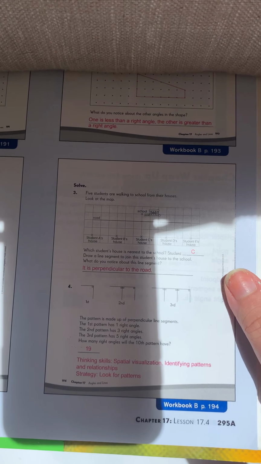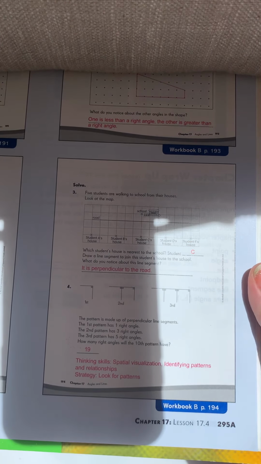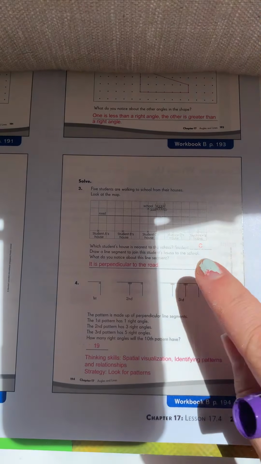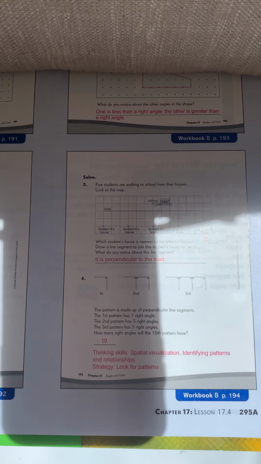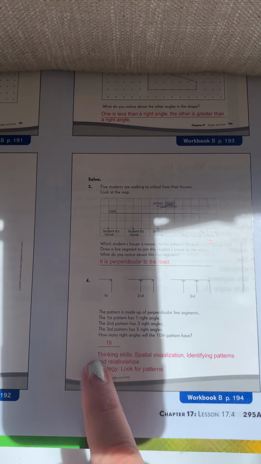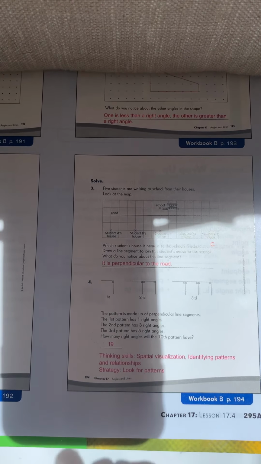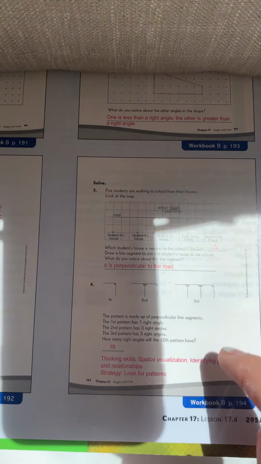Excellent job. Go ahead and come back and make sure you have all of the right answers today. So you should have student C. It is perpendicular to the road. And you should have 19 as your answer here, okay? Now, this is a little bit of a thinking cap, okay?